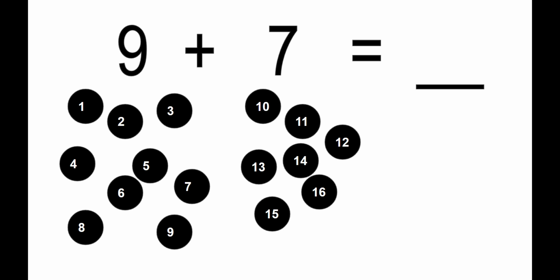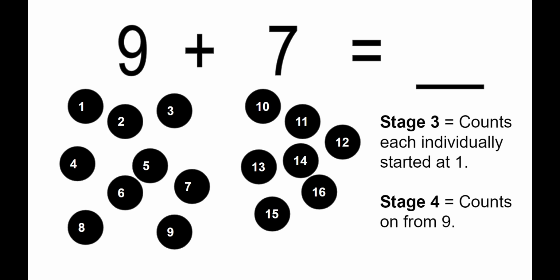If the student did not touch them, but perhaps pointed in the air or imaged that they were counting through up to 16, starting from 1, that would be considered stage 3. Stage 4 would be considered if they started at 9 and said, I have 9 to start with, and then counted 10, 11, 12, 13, 14, 15, 16 for the remaining 7 counters.